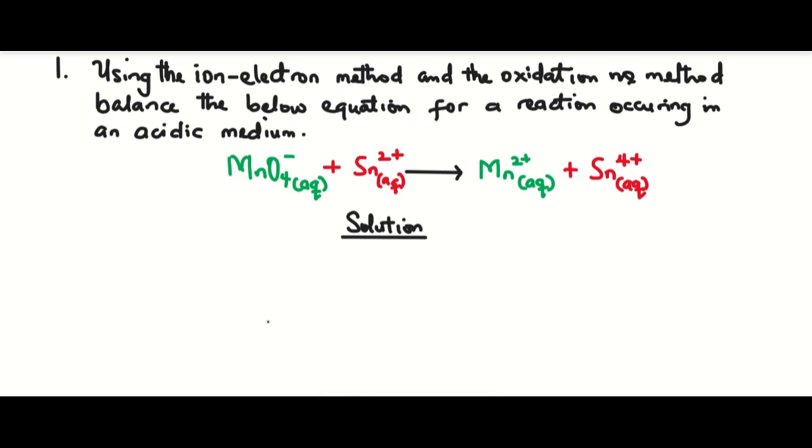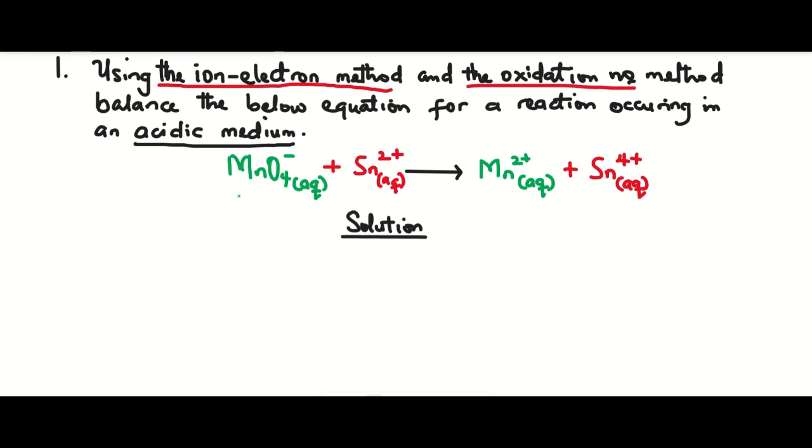The question says, using the ion electron method and the oxidation number method, balance the below equation for a reaction occurring in an acidic medium, which means we are required to balance in an acidic medium. More so, we are required to balance using the two half-cell equation methods, which are the ion electron method and the oxidation number method. To solve this equation, the first thing to do is to divide the given equation into two half-cell equations, the oxidation half and the reduction half-cell equation, as it implies a redox.